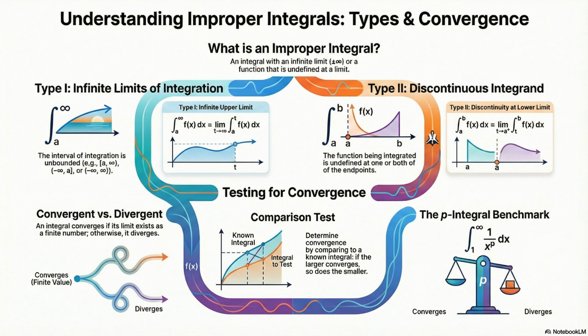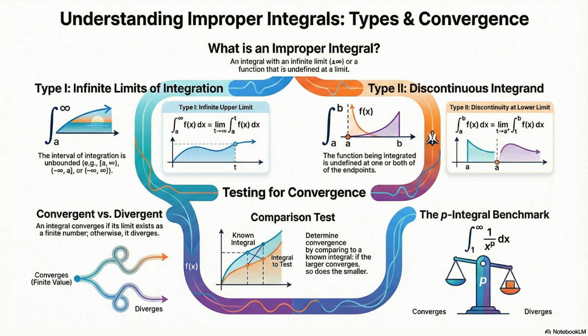Second, the fundamental way to solve any of these is by using limits. I mean, you can't just plug infinity into a formula, right? So the trick is you replace that problem spot with a variable. Let's call it t. You solve the integral normally, and then you take the limit as t approaches that true boundary. If that limit gives you a nice solid number, the integral converges. If it shoots off to infinity, it diverges.